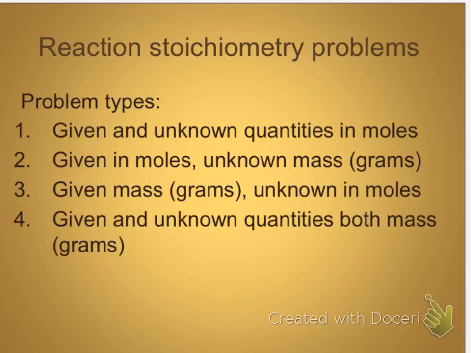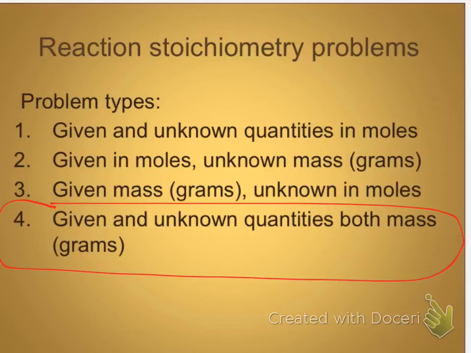There are 4 basic problem types. You can have a given and an unknown in moles. You can have a given in moles and an unknown in mass. You can have a given in mass and an unknown in moles. Or you can have everything in mass. Guess which one we use most commonly? Everything in mass.